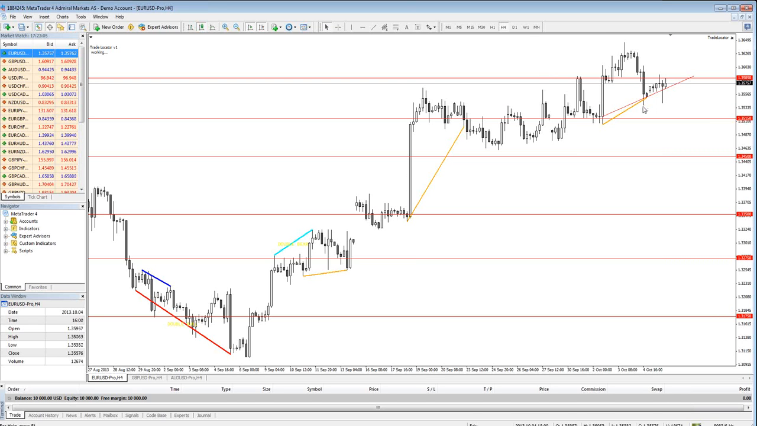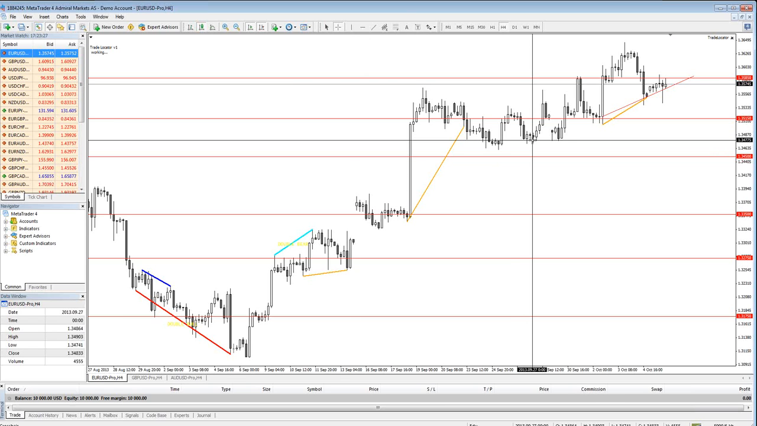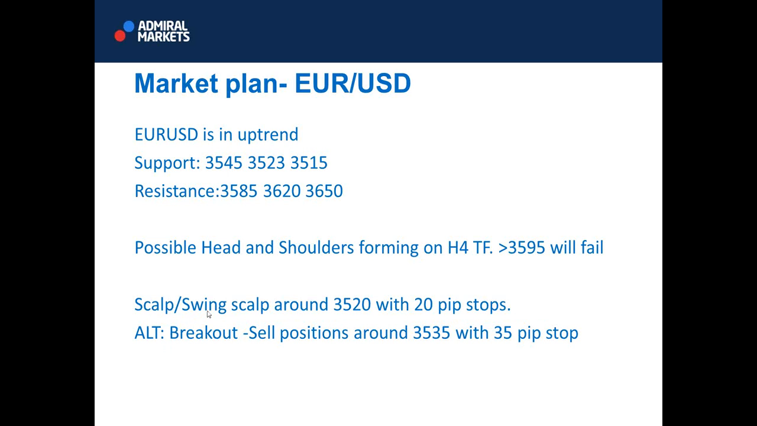So 35.35 is the entry, 35 pips would be the stop loss, and our targets would be 35.15, because that is a very, very strong level, and yet again 34.75. Now maybe we will have an alternative scenario. The main scenario is, because we are in an uptrend, to go long around 35.20 with a 20 pip stop. But the alternative scenario is to go counter trend. Try to exploit the head and shoulders pattern at the neckline break around 35.35 with a 35 pip stop. If it comes to 35.20, close your position and you can reverse, but with a smaller lot size than you previously had.